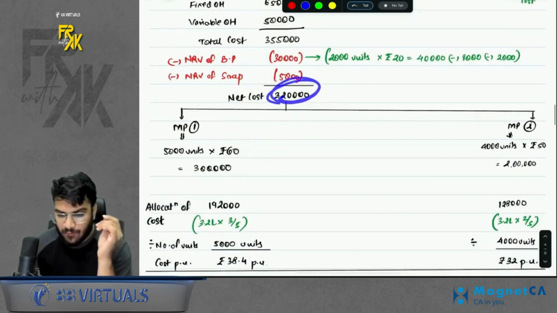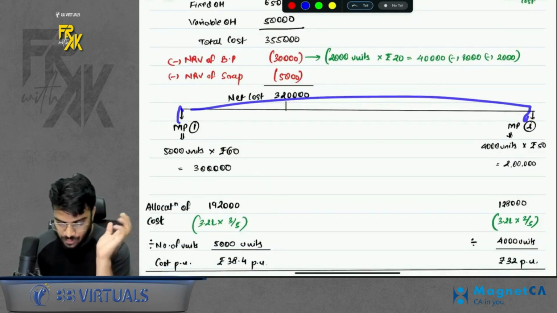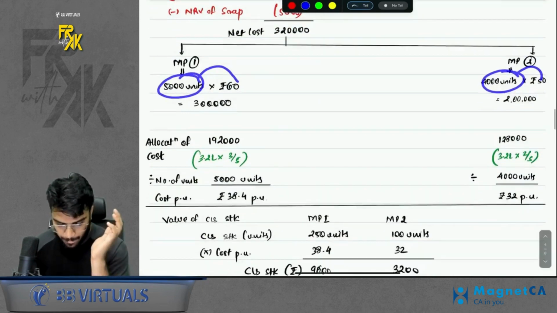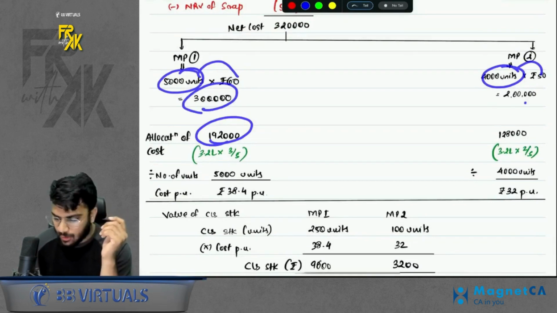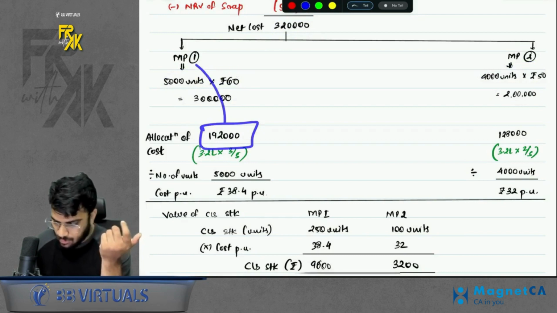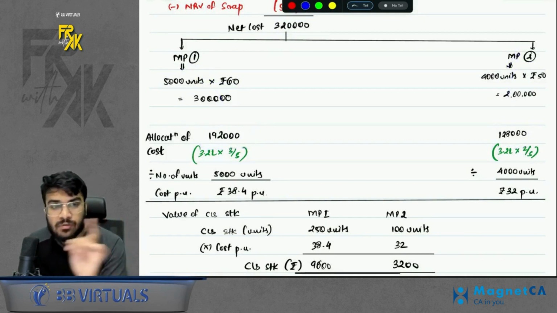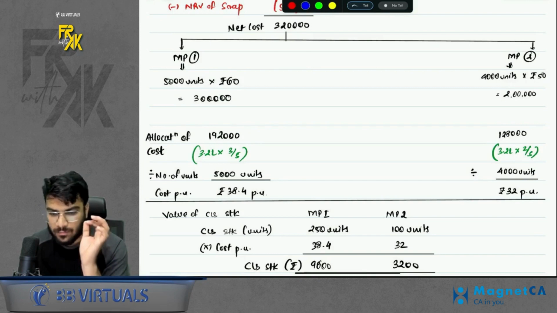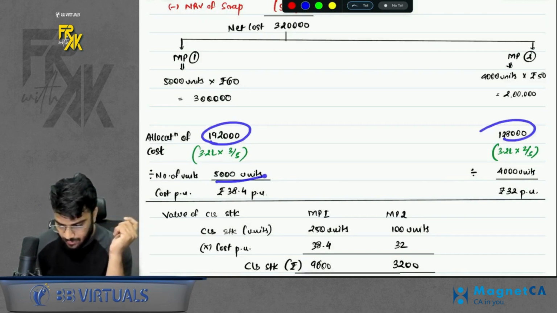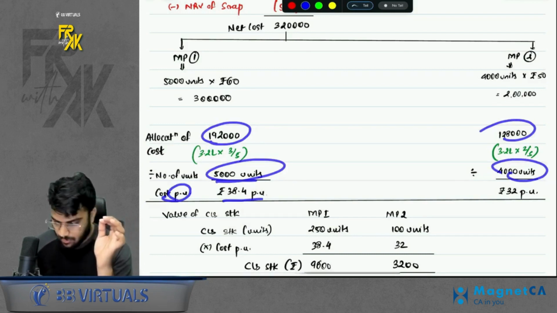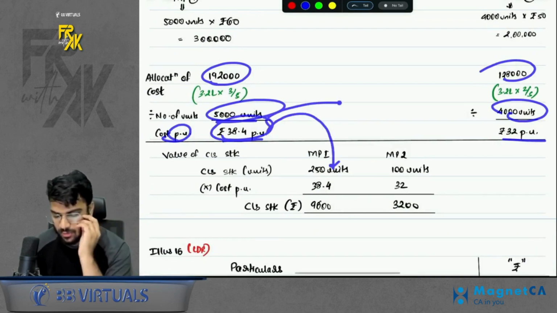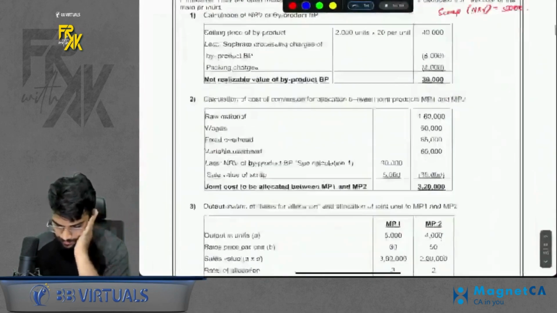Now this net cost will be bifurcated between MP1 and MP2 in the ratio of sales. How will you calculate sales? Number of units manufactured into selling price. Same for MP2. Okay, then in this ratio only you will allocate the total cost. Okay, you get a total cost of MP1, total cost of MP2. Now total cost was not asked, only the amount of closing stock is asked. How will you calculate this? Divide the total cost by number of units. You will get cost per unit. Okay, then multiply the cost per unit by the units of closing stock. You will get the amount. Simple. It is simple. Just practice it.